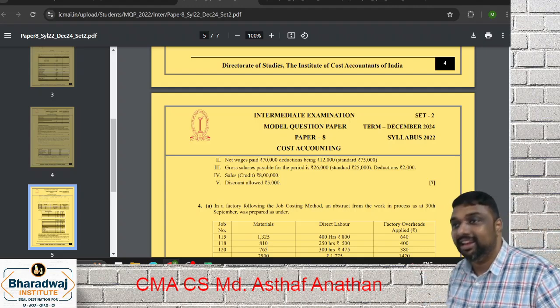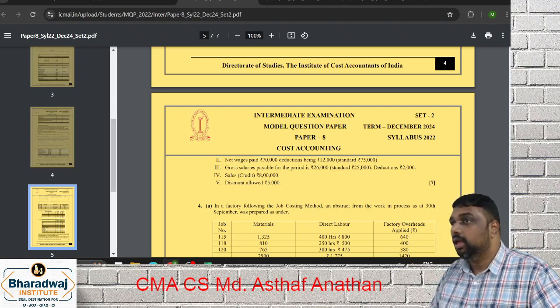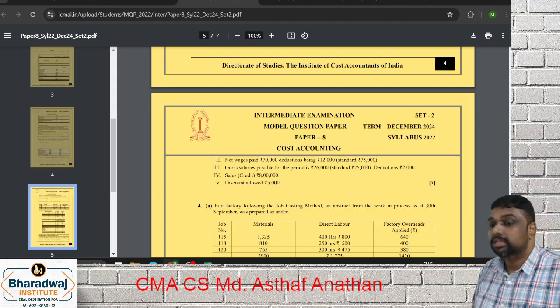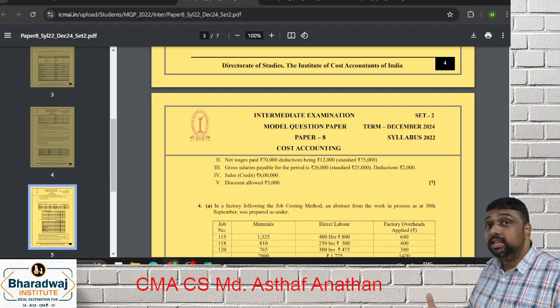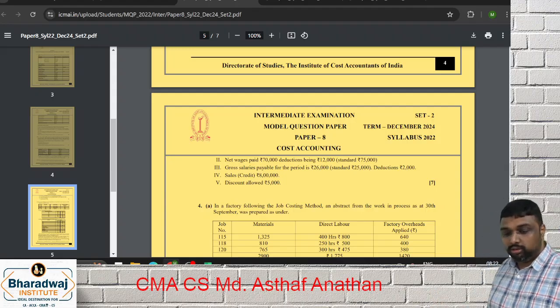Sales credit. What is the entry? What is the sales sold? What is the entry, my dear friends? Sales, that is sundry creditors to sales. The discount allowed, accordingly the same point. Are you clear? So that is the speciality, my dear friends. If you know this point, you can be able to solve it.